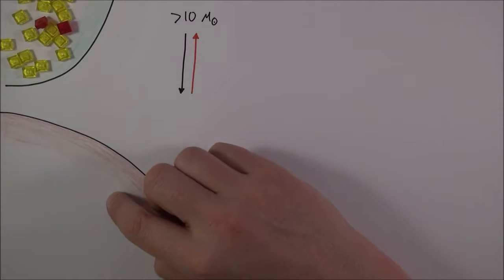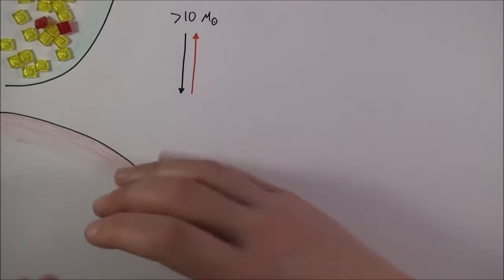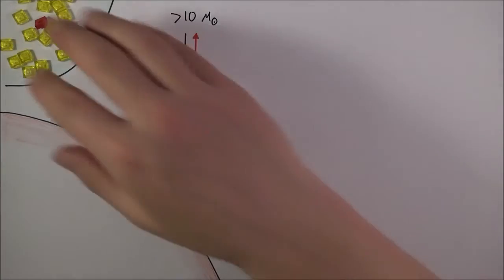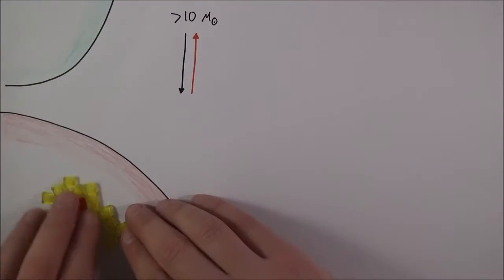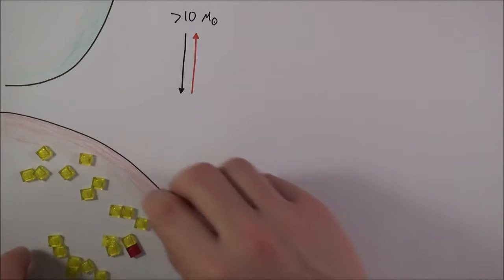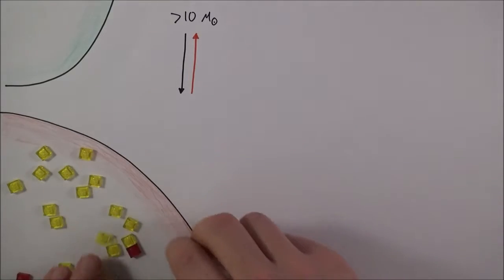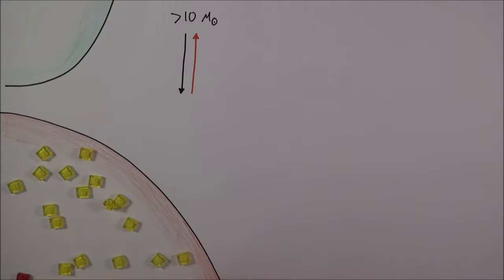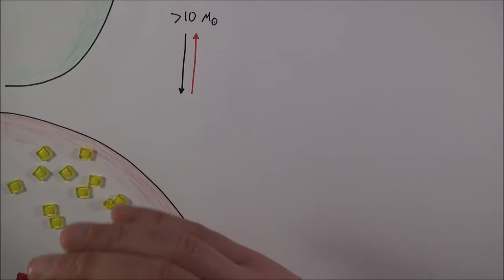So this red supergiant is immensely big. The atmosphere that's swollen up is just enormous. And in this atmosphere, we have a lot of the hydrogen. But it's really what happens in the centre which is important.